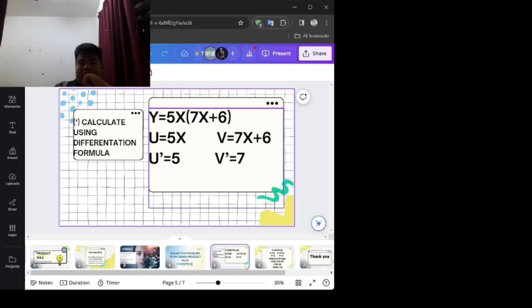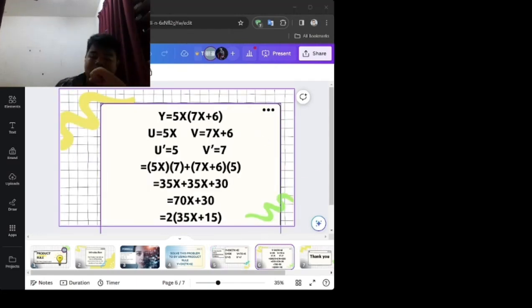What is the meaning of the prime? The prime is calculated using the differentiation formula. So u prime is 5 and v prime is 7. Next, we will solve the problem using the formula u dv/ds plus v du/ds equals 5s times 7 plus 7s plus 6 times 5.